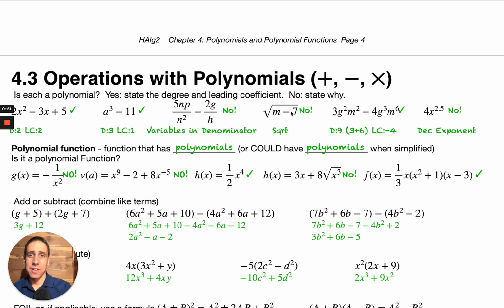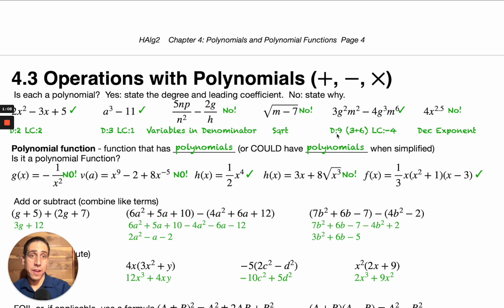This next one over here, no, again, not a polynomial. This stuff inside the square root you could consider a polynomial, but overall square roots are not polynomials. Over here, yes, this is a polynomial. It's a polynomial in multiple variables. They've got g's and m's.